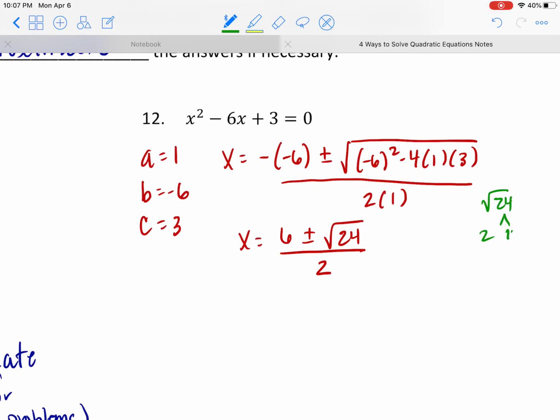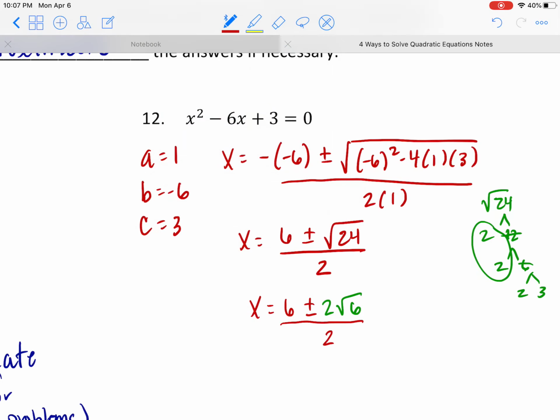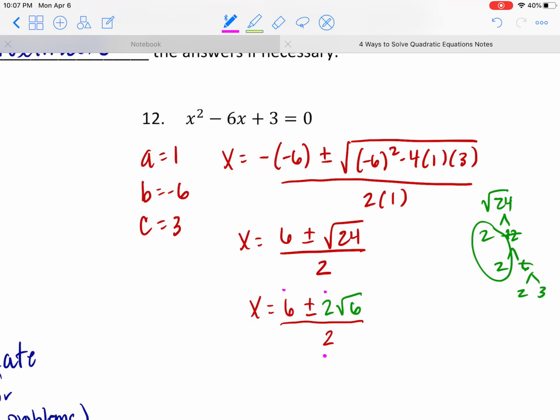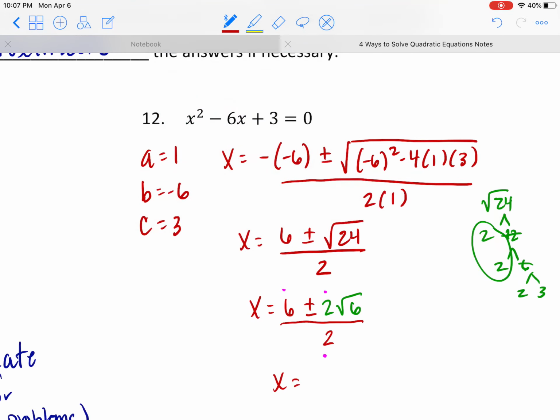Now remember, before we try to reduce, we want to make sure our radical is simplified. We didn't have that issue here because we couldn't break down the 73, but 24 breaks down. So if I break down 24, that's 2 and 12, 2 and 6, and 2 and 3, so a 2 is going to come out. So what we're looking at is 6 plus or minus, instead of radical 24, this becomes 2 radical 6. And then we still have a 2 on the bottom.